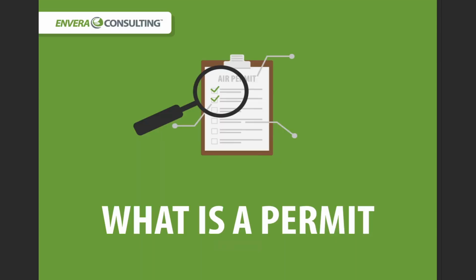Now, moving on to the second part, let's now talk about what is an air permit. Because like we just said, any person or business with a piece of equipment that can emit air contaminants needs an air permit. And so that's a good place to start. So now let's talk about what is an air permit.